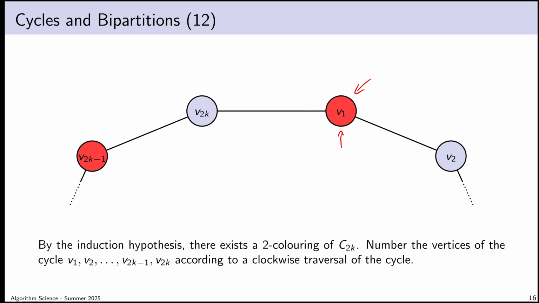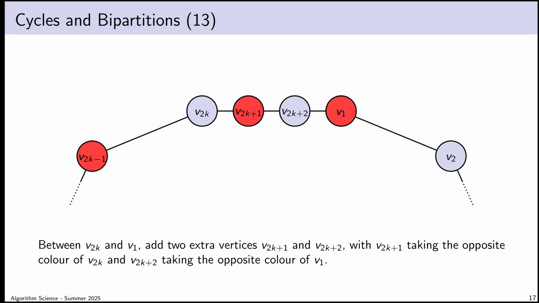I'm basically going to cut out the edge between V2K and V1, observing that in this two coloring that I have, V2K and V1 have to have opposite colors. So if I've defined V1 to be red, V2K has to be blue. So I get rid of the edge between them, and then I just splice in two new vertices.